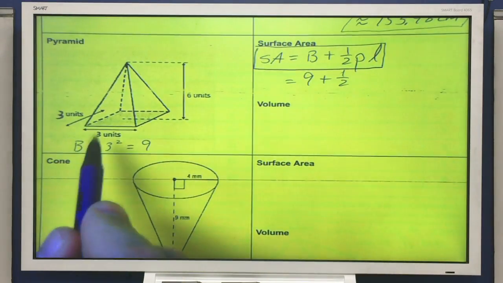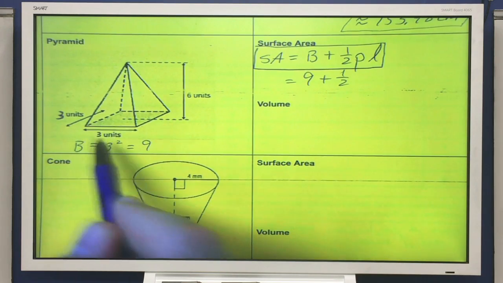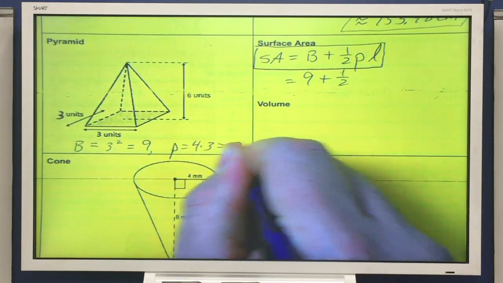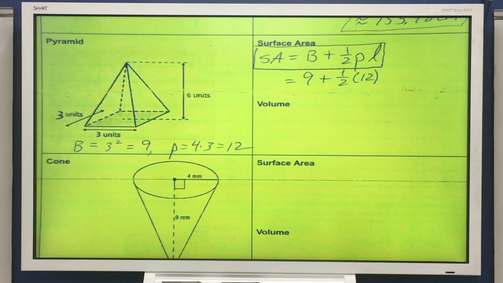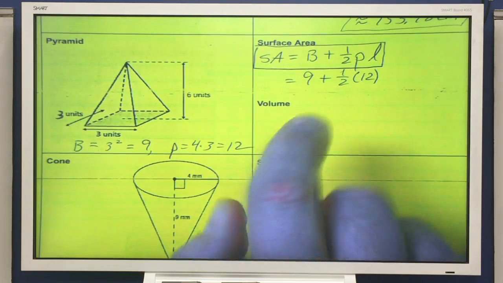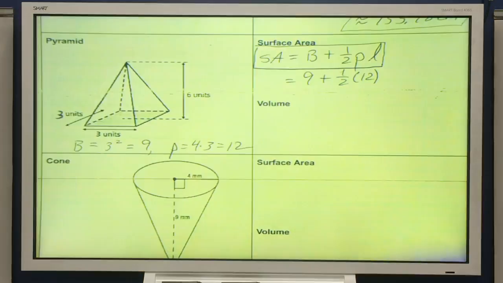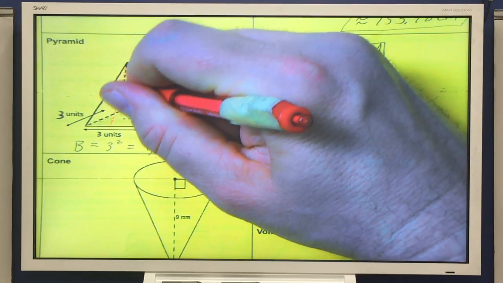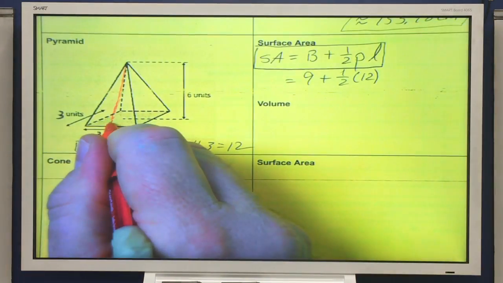1/2 the perimeter. Well, my perimeter is 3, and then 3, and then 3, and then 3. Remember, it's the perimeter of the base. So I've got 4 3s. So perimeter is 12. I'm going to put that in here. And now we have to get the slant height. That is going to take a little bit of work. The reason is that I have the height of the pyramid, which is going to be useful when I get the volume, but I don't have this distance from the midpoint of the side on up to the point at the top, the vertex. I have to work that out.